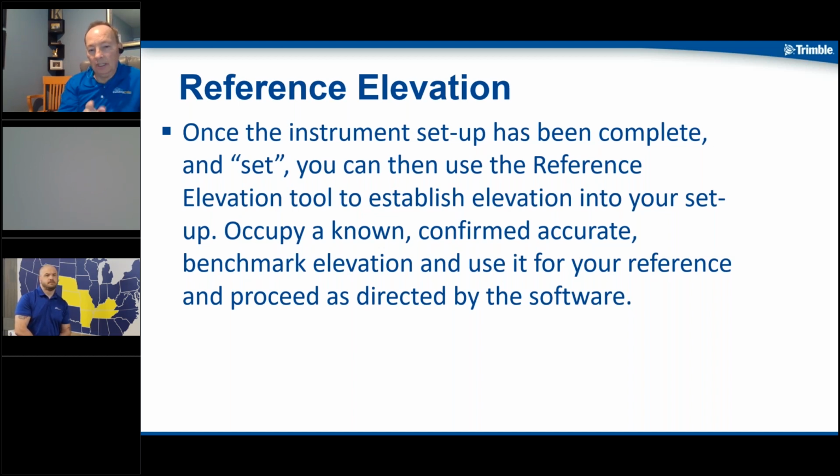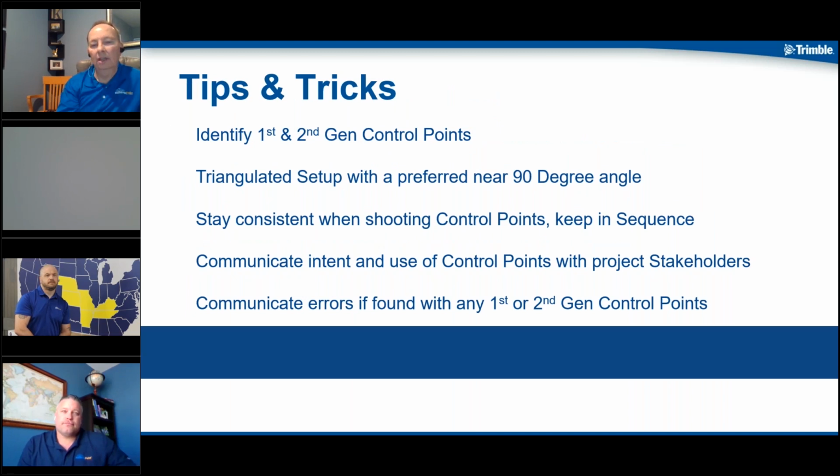Then we hit the measure tab, and that's going to associate that instrument height and the prism height to that elevation. As we walk around the job site, it is then going to give us corrections to get back to that known elevation that we're looking for. Okay, guys, that brings us into the tips and tricks part of what we want to talk about today. And as we get into this, identify your first and second generation control points.